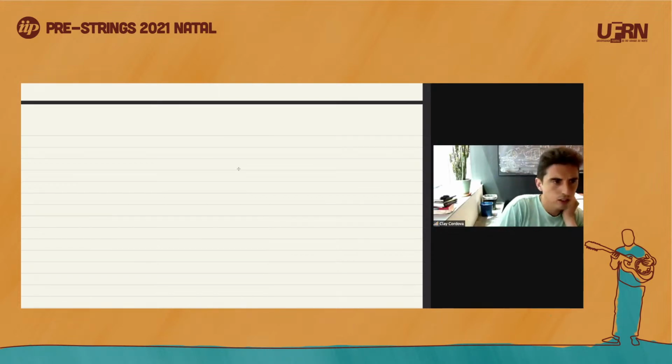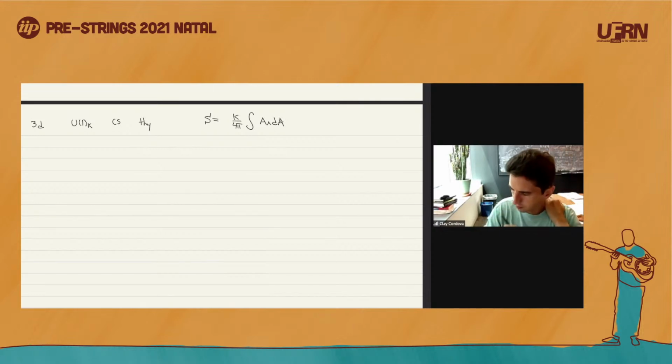Okay, let's do one more example. Let's do 3D U(1) Chern-Simons theory. So the action is K over 4 pi A wedge dA. And I claim that this theory has Z_K^(1) symmetry.